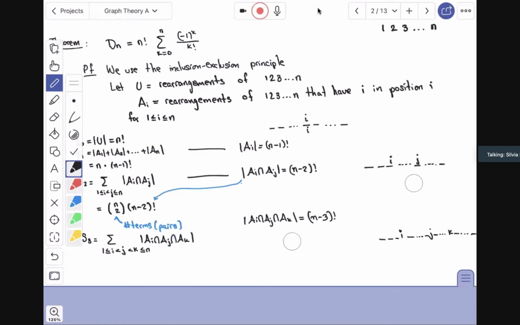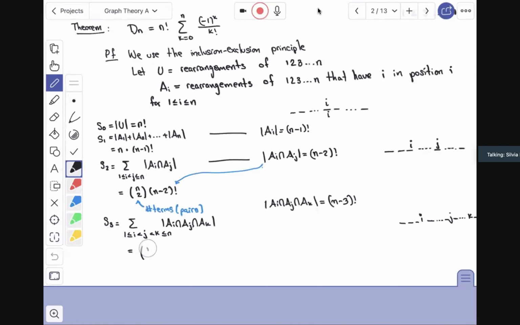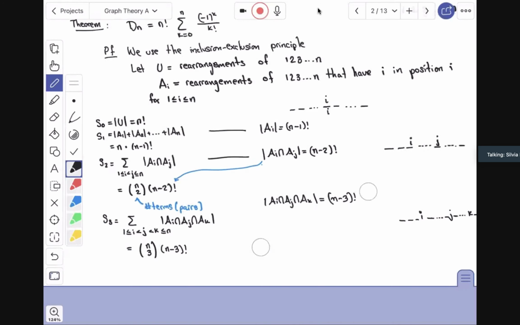And I do the same as in the previous one. I count how many terms. I'm just choosing 3 elements, the I, the J, and the K. And each of these terms is equal to n minus 3 factorial. And so I can keep going like that.